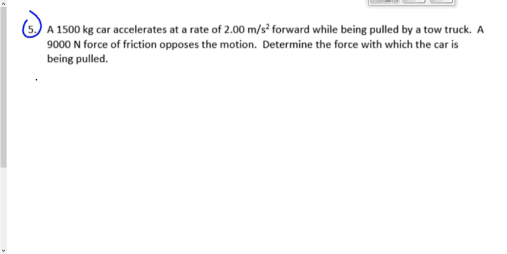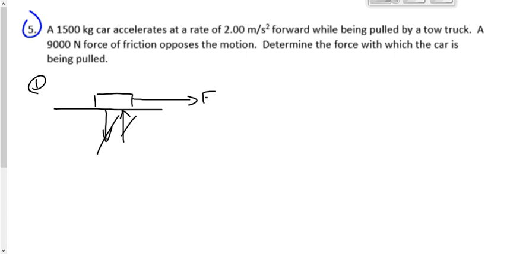Step number 1, draw a free body diagram. Your diagram doesn't have to show a car that looks like a car. Just draw it as a box, draw it as a circle, it doesn't matter. There's gravity acting down and there's the normal force acting up, but they cancel each other, so they're gone. It's being pulled by a tow truck. We'll assume it's being pulled to the right. I don't know what that force is. That's what I want to find, the force of the tow truck.